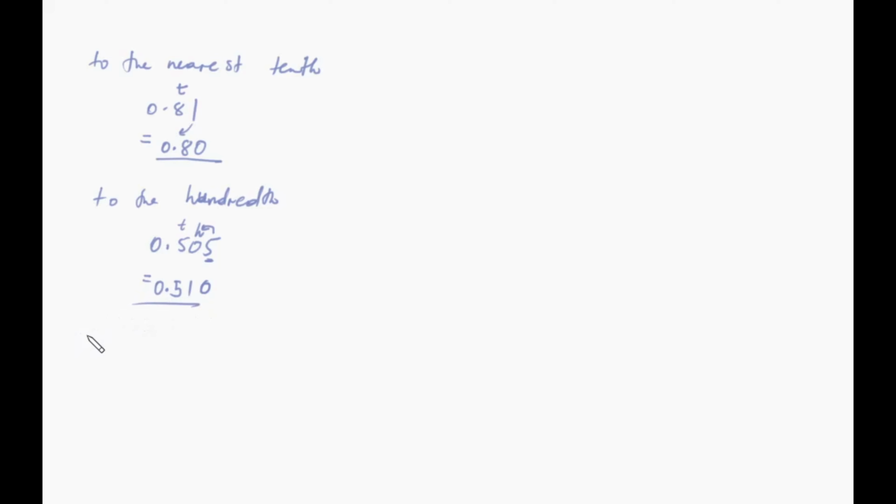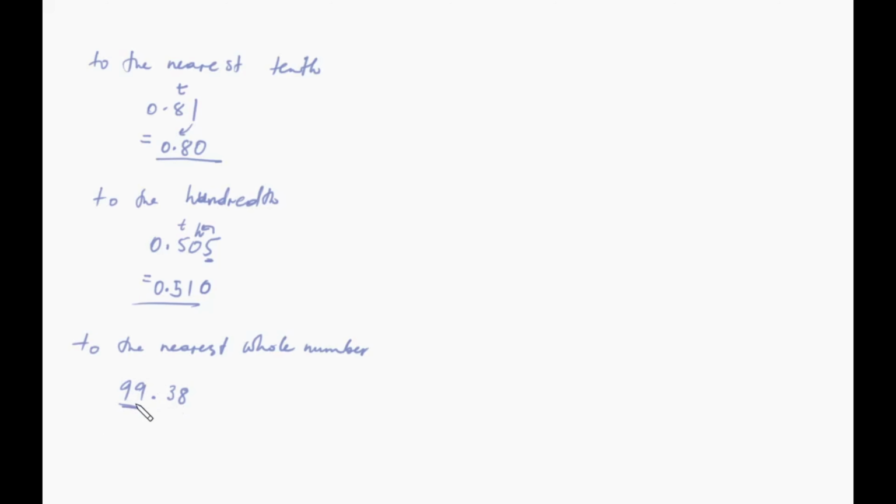To the nearest whole number. Let's say we had this one. To the nearest whole number, let's say we had 99.38 to the nearest whole number. Whole number is this. This is a whole number.